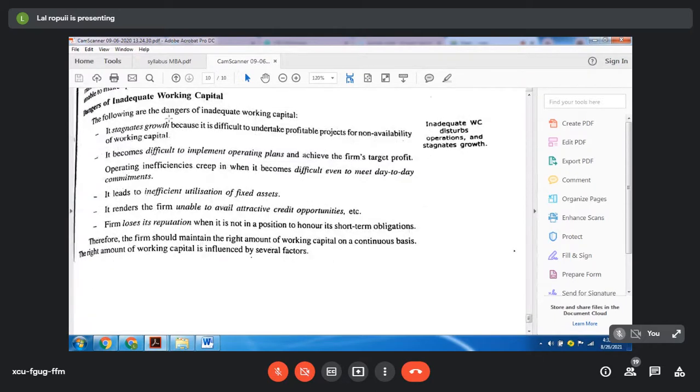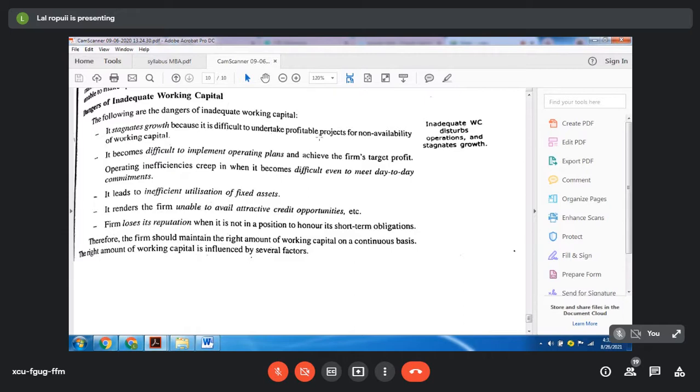Now, dangers of inadequate working capital. Inadequate working capital is also not good, okay? So the following are the dangers of inadequate working capital. The first one is it stagnates growth, because when there is a sudden demand for your products, if you don't have adequate working capital, you will not be able to produce what is demanded. So growth is not possible in that situation, okay?